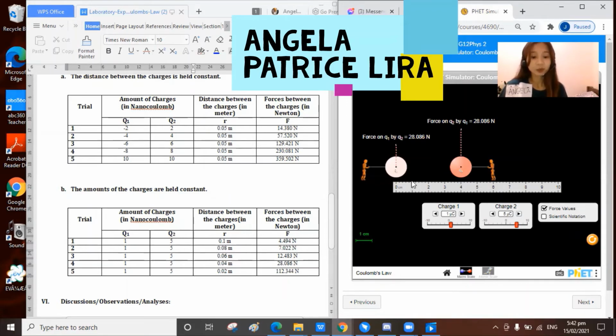The distance between the charges is 2 centimeters. Converted into meters, we have 0.02 meter. And the force between the charges is 112.344 Newton.